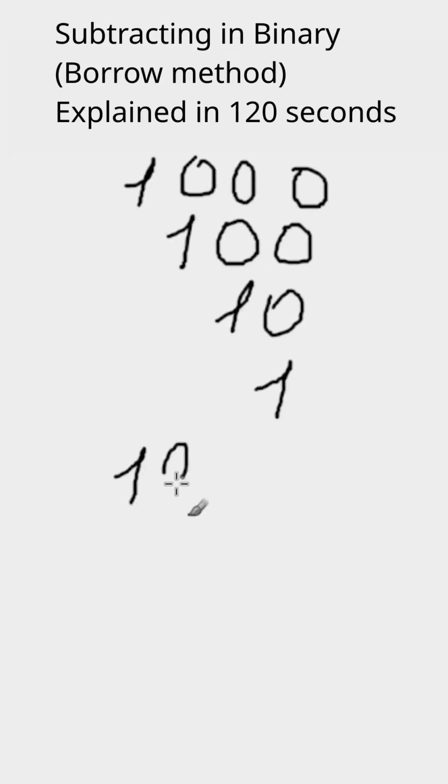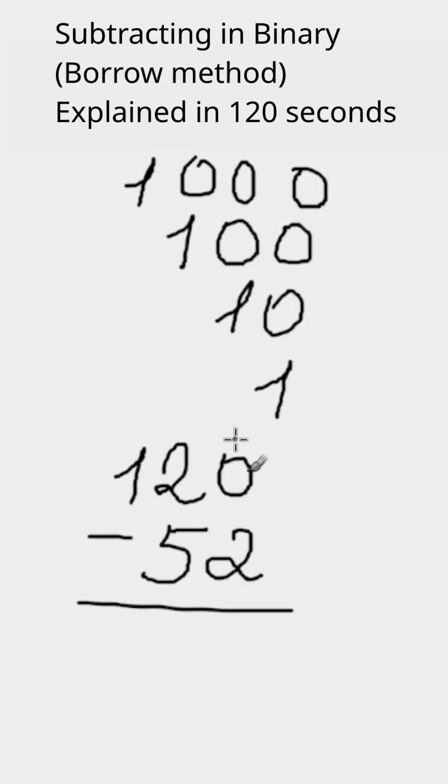You want to subtract 52 from 120. First digit represents least value. If we borrow 1 from the neighbor one step to the left, we'll actually get 10 times more. So we are borrowing 1 from 2, getting 10 in return. 10 minus 2 is 8.